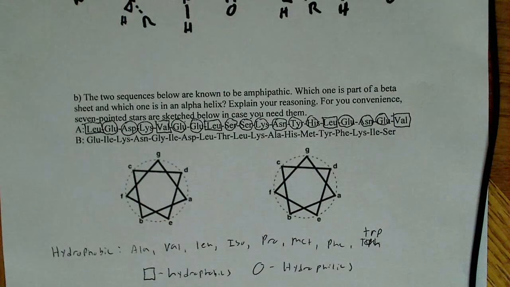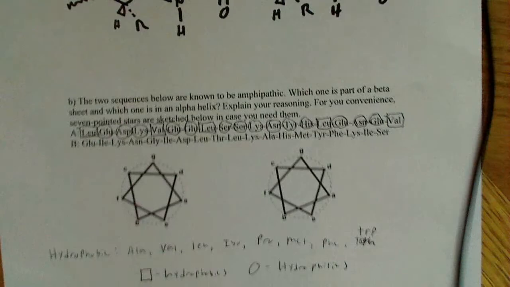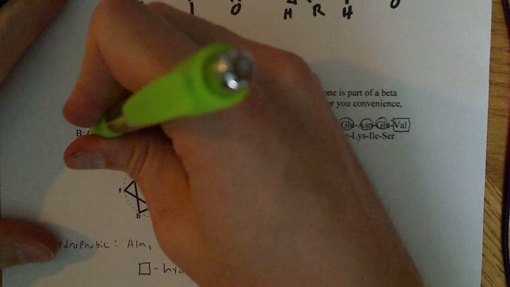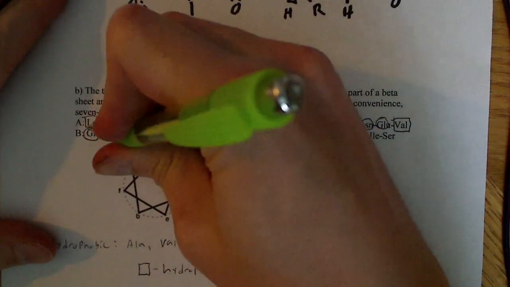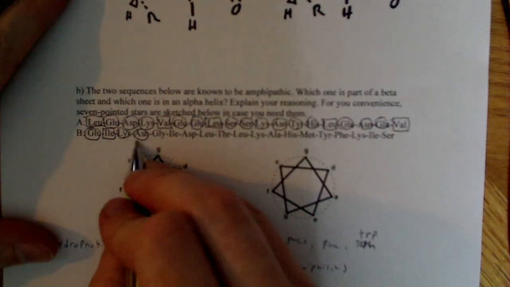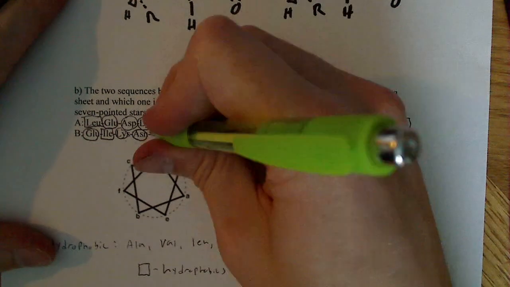Now, we need to cover the second one, which I'm going to do in the exact same way. Basically, what I'm going to do is just put circles and squares around each of these. So let's do that. So glutamic acid, isoleucine, lysine, asparagine. So circle, square, circle, circle. Glycine. Glycine can also be considered hydrophobic.